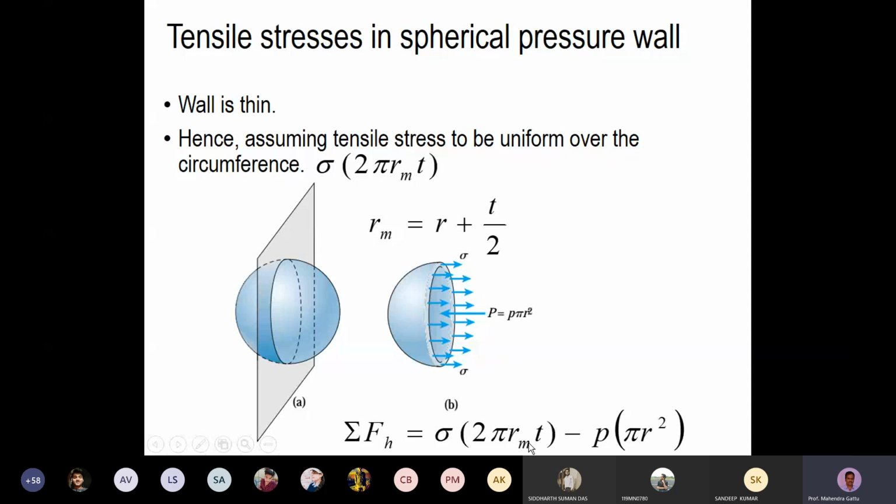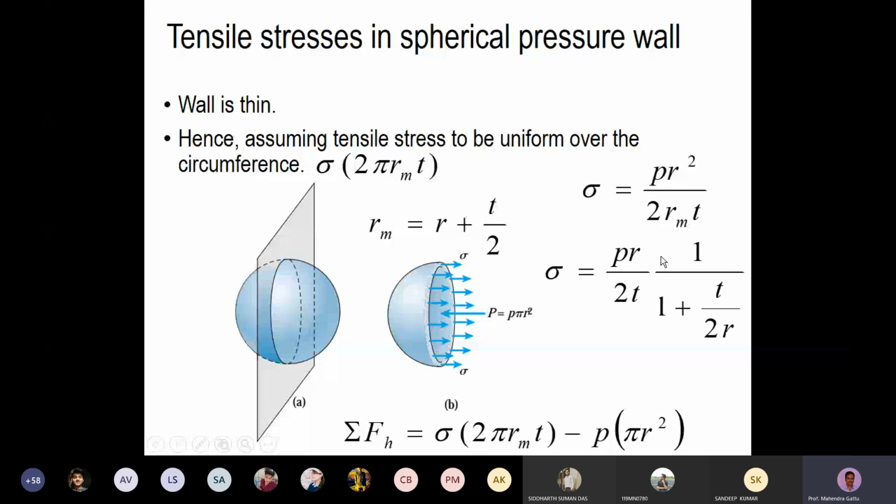So sigma into 2 pi rm t minus p pi r square. This net force equilibrium in the horizontal direction is 0. So we'll get stress sigma as p pi r square by 2 pi rm t. Pi and pi will cancel out, and we are left with p r square by 2 rm t. What we can do is write rm by r, sending one of the r to the denominator. So we'll have p r by 2t, and in the denominator we have rm by r, so it will be 1 plus t by 2r. That is what is coming here.